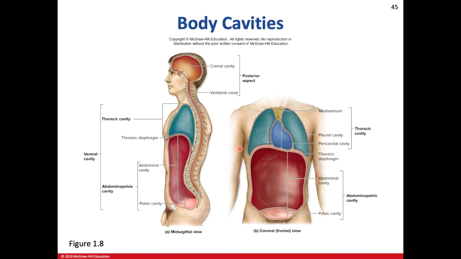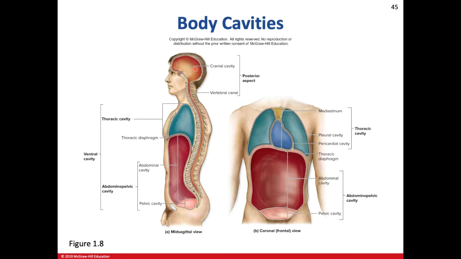And then in the front view, you can see how the thoracic cavity can be divided into the pleural cavities. There's the two pleural cavities where the lungs are, and there's the pericardial where the heart is going to sit. And that's the mediastinum, which contains the pericardial cavity. And there's the diaphragm, which is the muscle of breathing that separates the two, right?